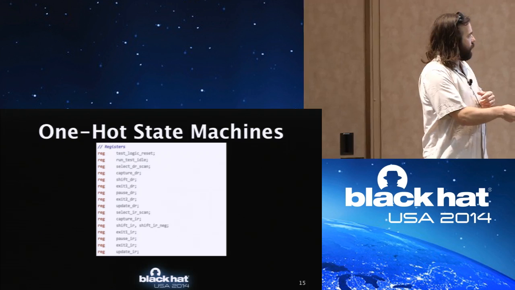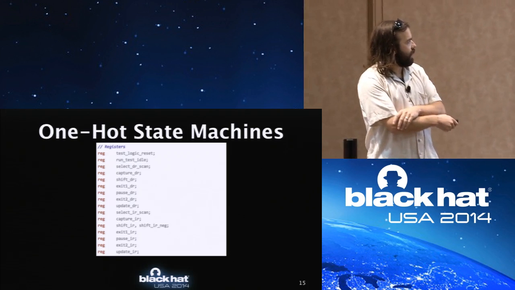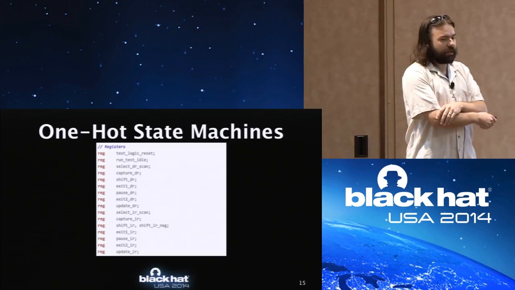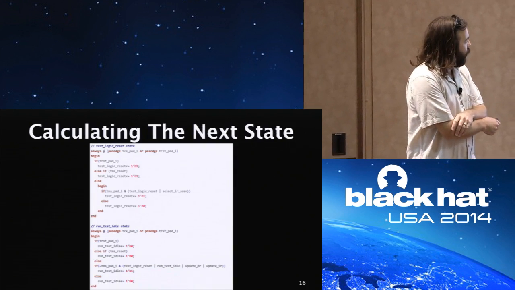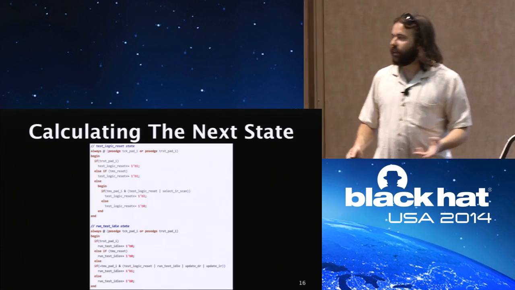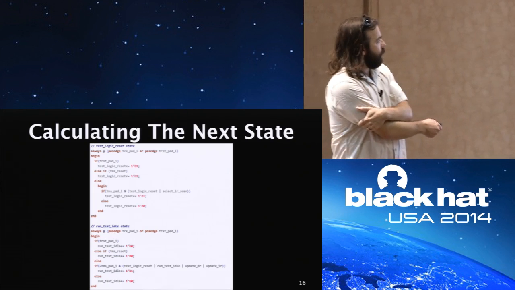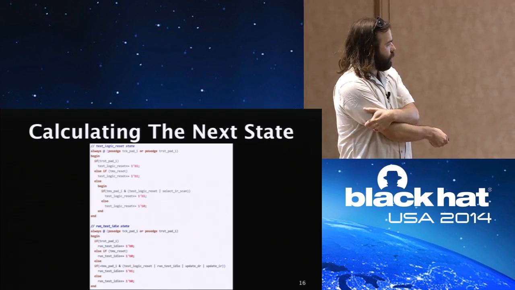So here we go. We look in the code. We can see the definition of each of these states that match to each of these states. Each one of them is a separate register. And then we want to look at how the next state is calculated. In this case, what they did is they came up with a little logic block for each state.